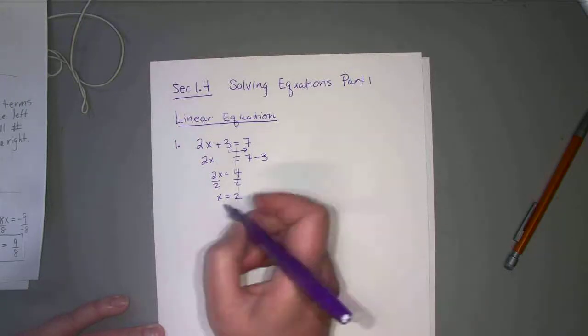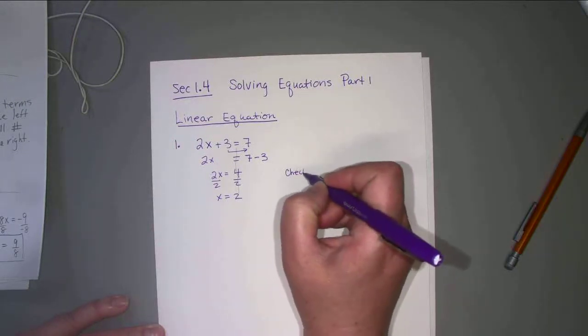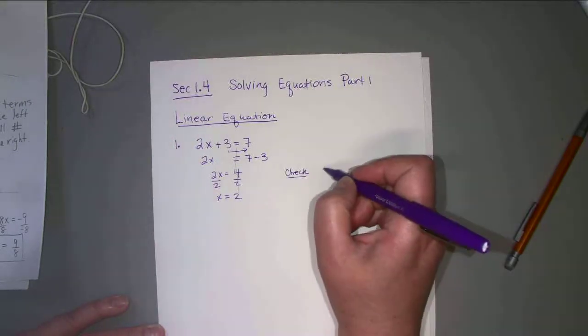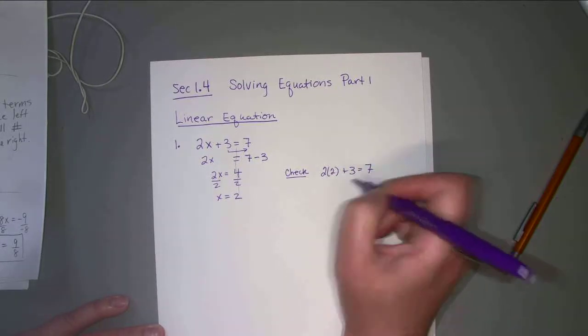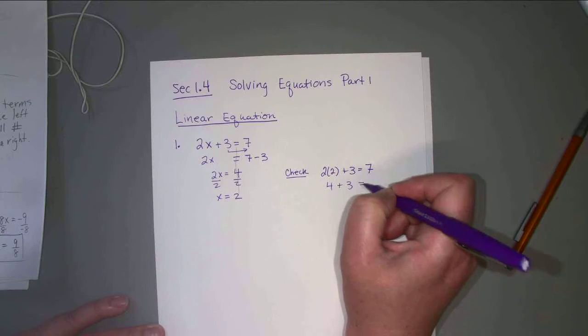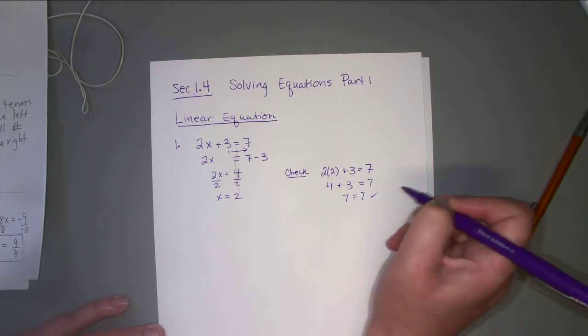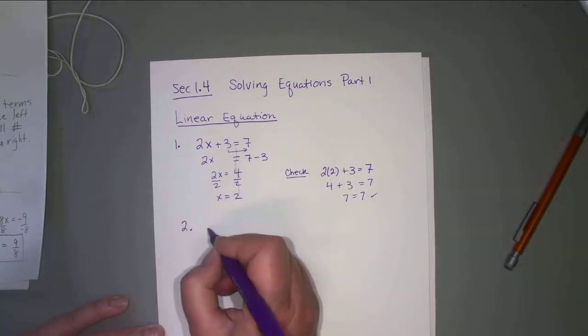For any of these, you can actually check your answer. Anytime you're solving an equation, you can check your answer by plugging the number back into the original equation. So that's 4 plus 3, which gives us 7. Okay, so a second example.